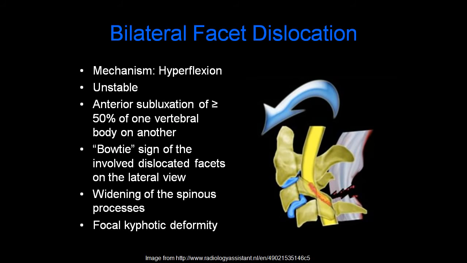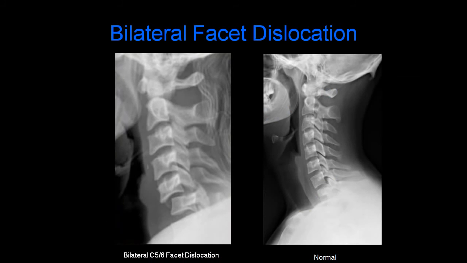Bilateral facet dislocation occurs with hyperflexion. This is an unstable injury and is associated with anterior subluxation of greater than 50% of one vertebral body on another. We see the bow tie sign of the involved dislocated facets on the lateral view. As well, we see widening of the spinous processes and a focal kyphotic deformity.